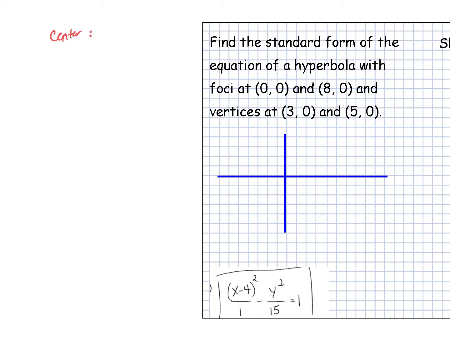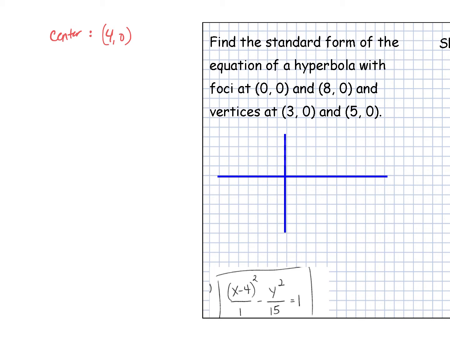Right? The center would be in between the vertices, or also in between the foci. It doesn't make a difference. So for the center between the vertices, from 3 to 5, halfway through is 4. So we're going to have 4, 0.